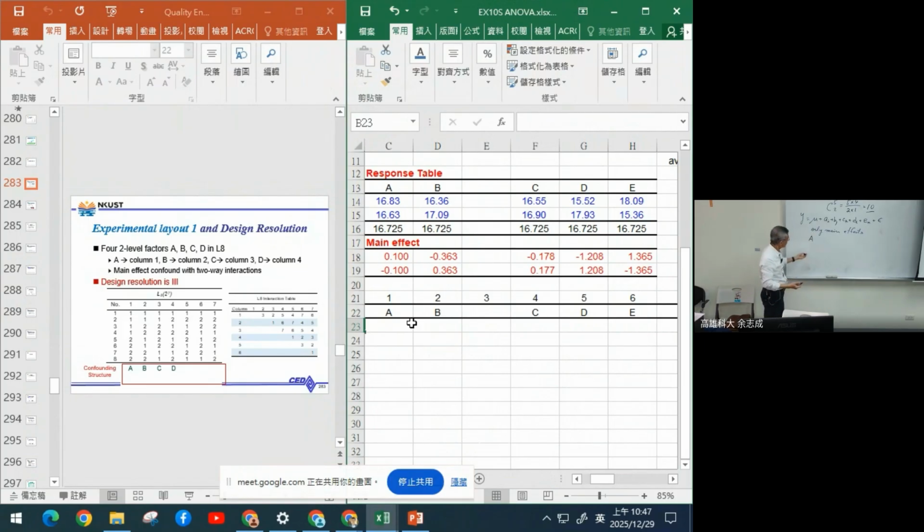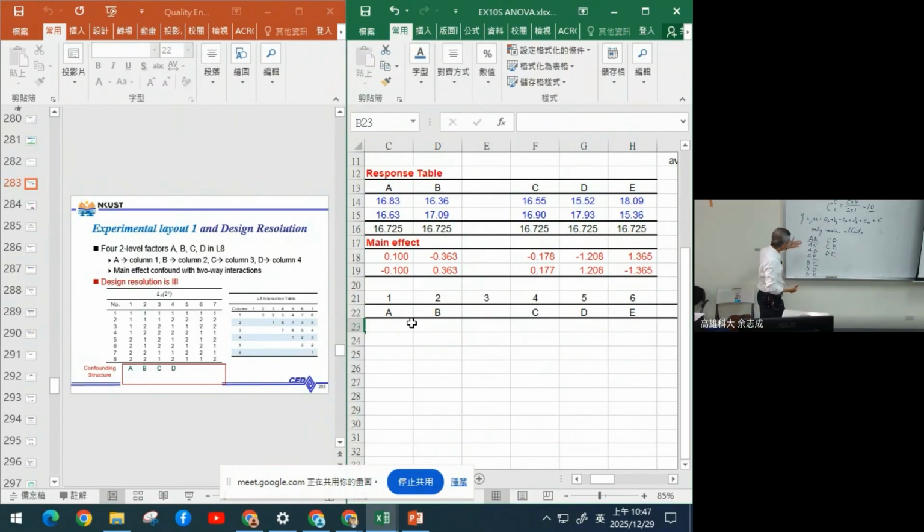How to have these 10 combinations? We can start from A: AB, AC, AD, AE. Next, come to B: BC. We don't need to start from A because BA is already here. AB is the same interaction as BA. So we don't need to go back. We just follow B, C, B, D, B, E. Next, come to C: C, D, C, E. Finally, D, E. Total 1, 2, 3, 4, 5, 6, 7, 8, 9, 10. 10 two-way interactions.